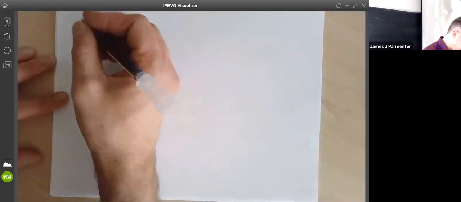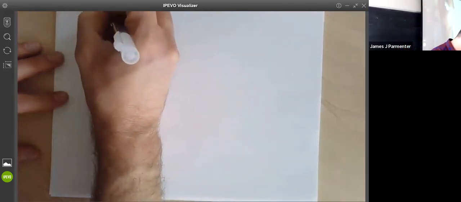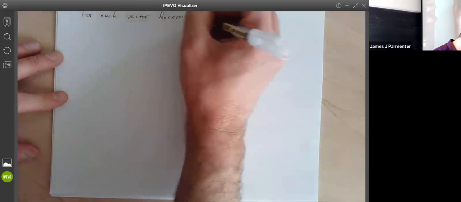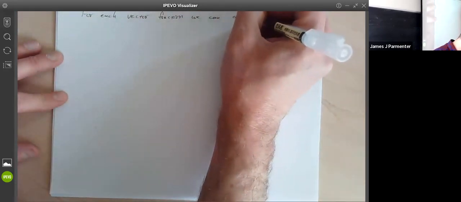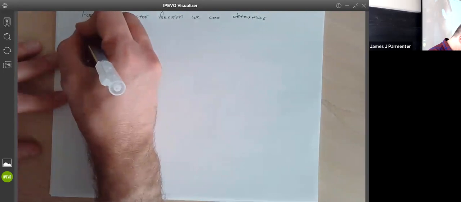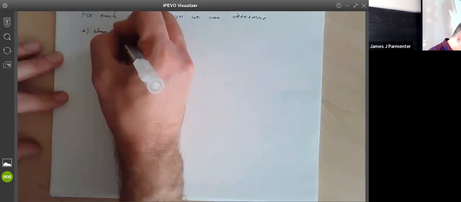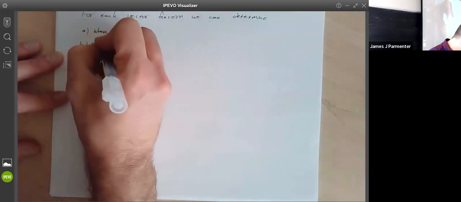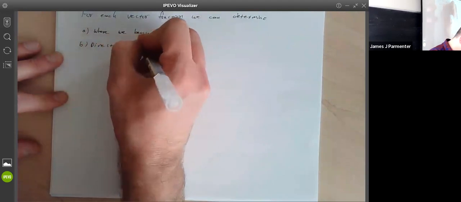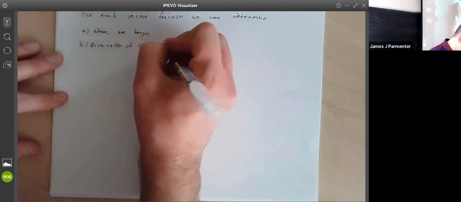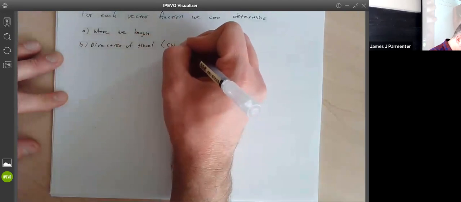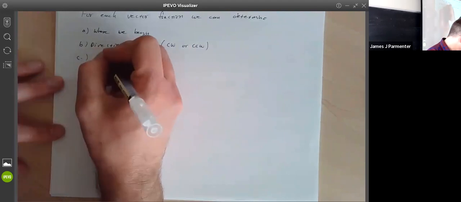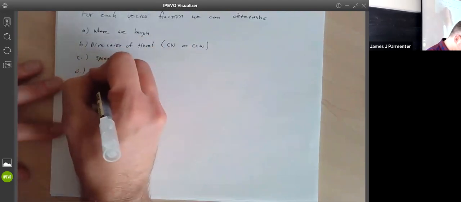What we're going to do is, for each vector function, we can determine the following: where we begin, the direction of travel, clockwise or counterclockwise, speed, acceleration.